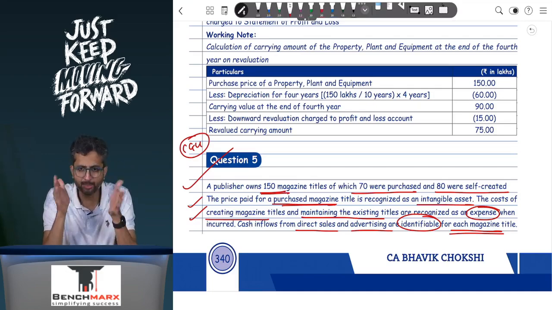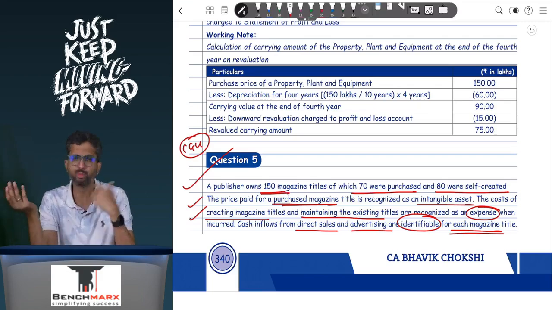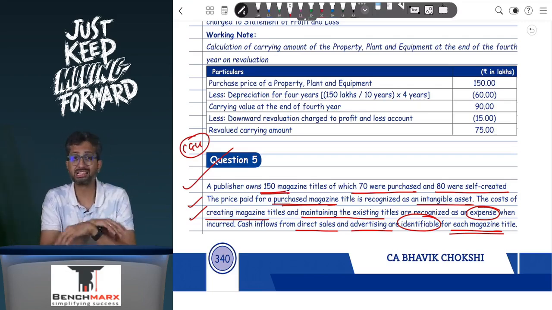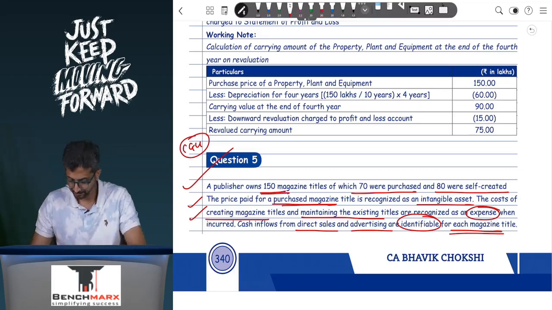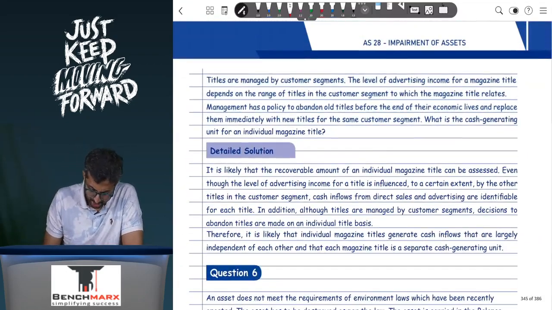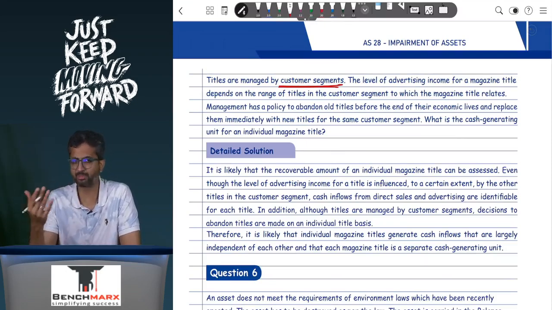So Economic Times alone is capable of generating a largely independent cash flow. Similarly, Times of India, Mumbai Mirror, Bombay Times, etc. All of these are capable of generating a largely independent cash flow. Okay. Titles are managed by customer segment. Let us say Times of India is for the general segment, Economic Times is for the financial segment, etc.